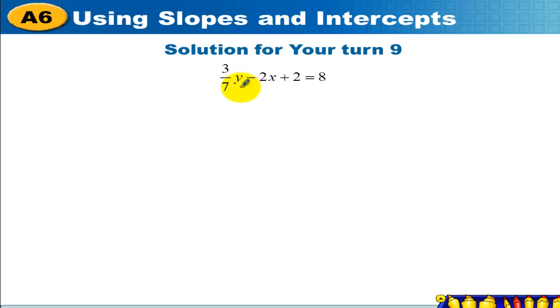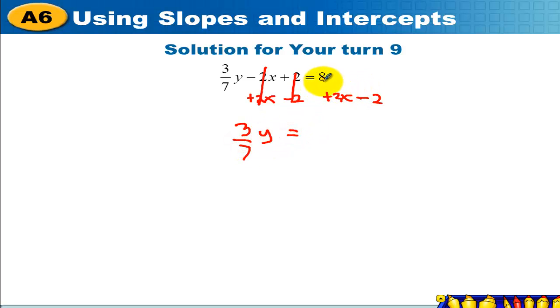So I have 3 over 7y minus 2x plus 2 equals 8. I need to isolate my y, but first I need to get rid of negative 2x and 2 here. I can add 2x and 2 to both sides of the equation, so add 2x and 2. So additive inverse, this will cancel out. Wait, I need to subtract here by 2. So subtract 2, subtract 2. Then 2 minus 2 is also 0. So just bring down your 3 over 7 y.